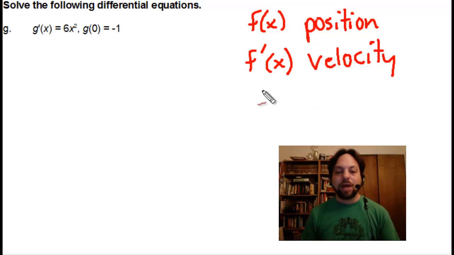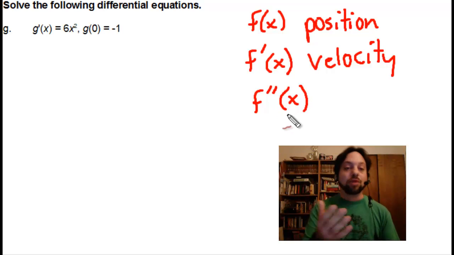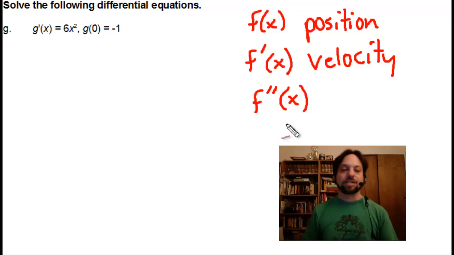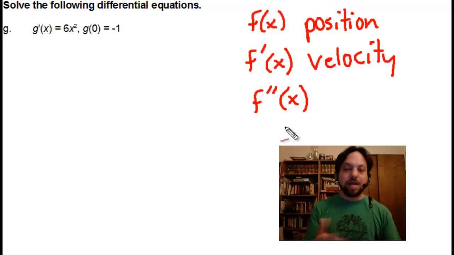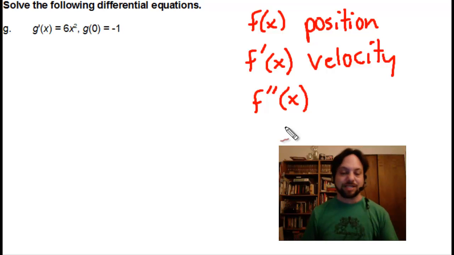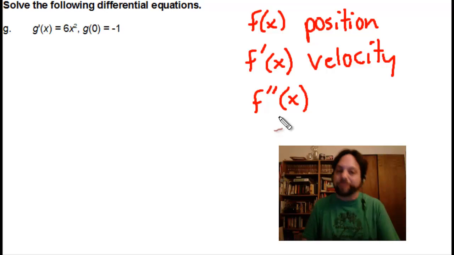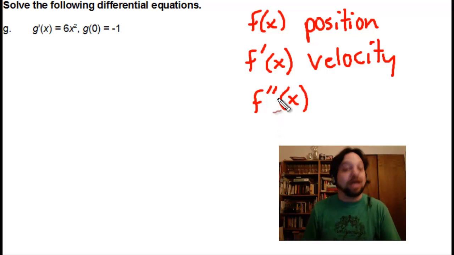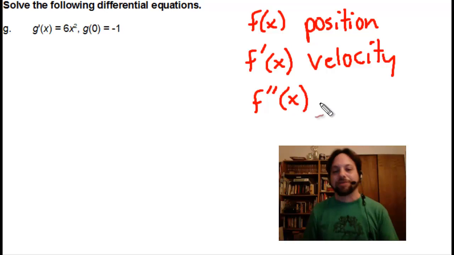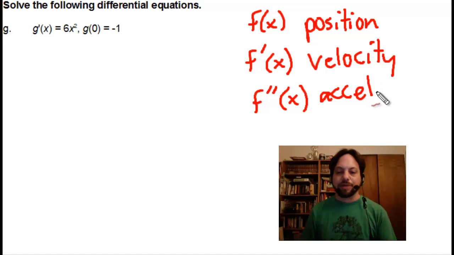Now, what happens if we take the derivative of velocity? Then we're looking at how quickly the velocity changes. Think about when you start up your car and you start driving. At first, your velocity is 0. And then you increase to 25 miles an hour, and then perhaps 35 miles an hour. What's happening? Your velocity is changing. And why is your velocity changing? It's probably because you're stepping on the accelerator pedal. So the second derivative of position is simply acceleration, and that is the rate of change of velocity.